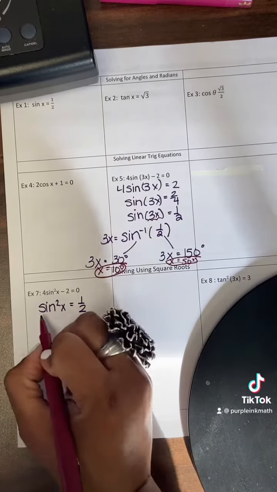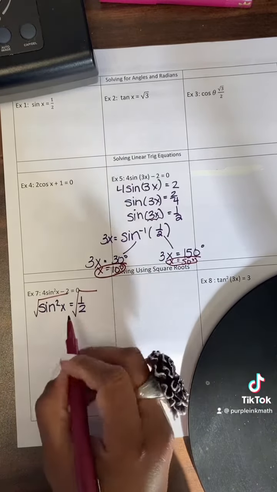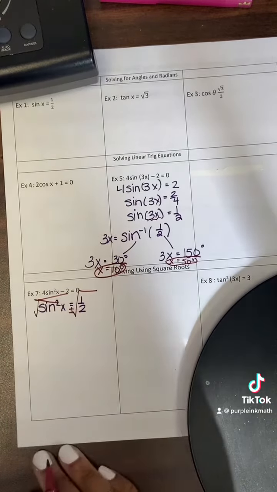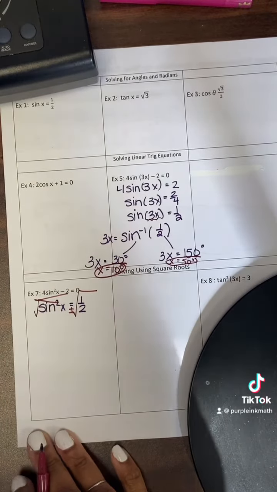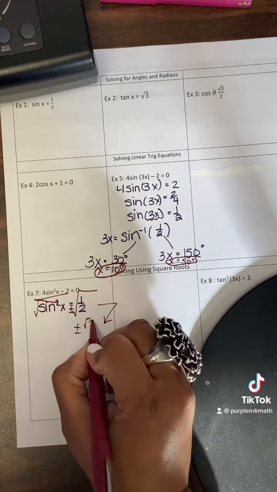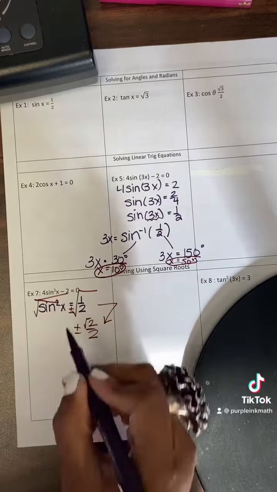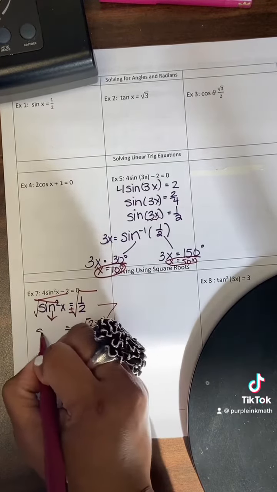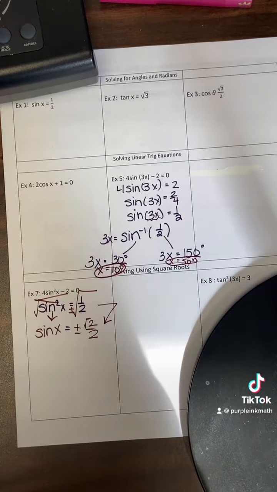I'm going to take the square root. 2 things are going to happen. On the left side, the square and the square root will cancel. On the right side, I get plus or minus square root of a half. However, this I can actually simplify to plus or minus the square root of 2 over 2. And then on the left side, that's just going to come out. And now I'm back doing a very basic equation.